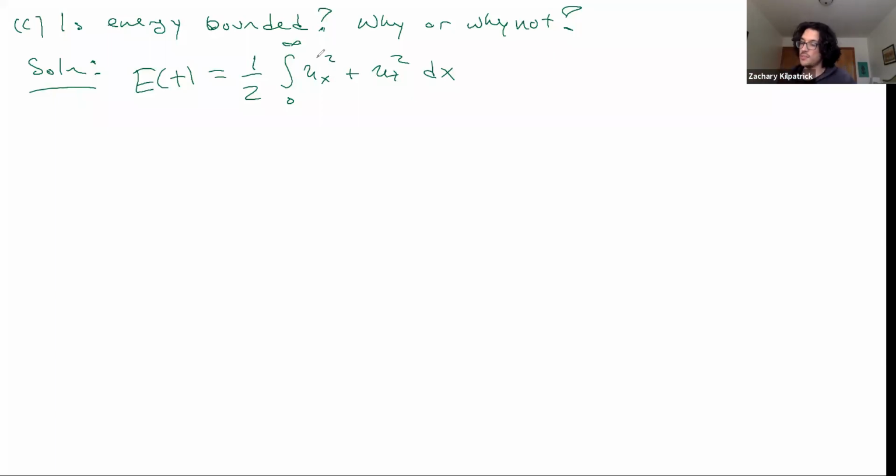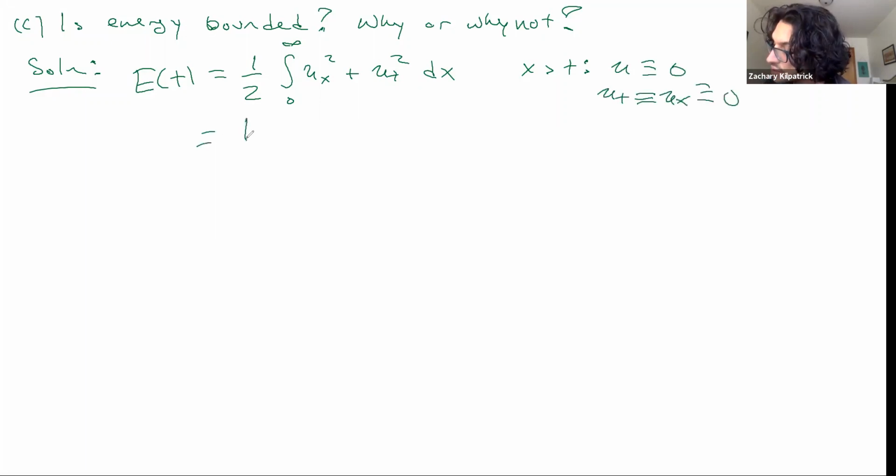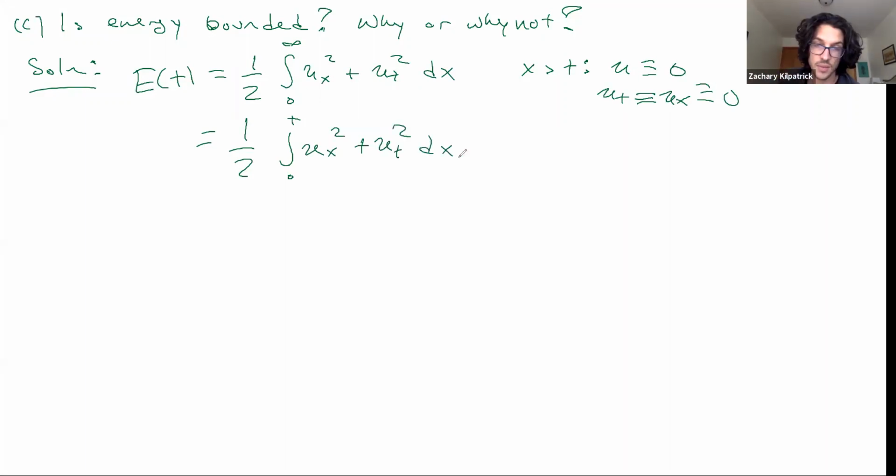So now you may say, well, this integral is from 0 to infinity. What am I going to do? But remember that in this problem, when x is greater than t, I know that u is equal to 0. So that means ut and ux are also equal to 0. So actually, this is only an integral from 0 up to t of ux squared plus ut squared dx. Okay, so that gets me somewhere.